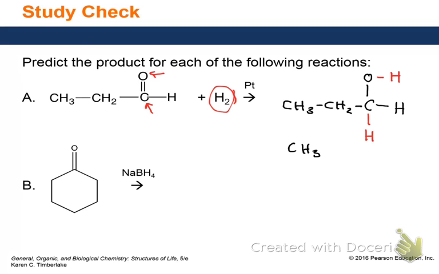CH3, CH2, CH2, and then OH is usually how we put the alcohol function. And you always remove that double bond from the O. So this double bond here, I get rid of it and I put a hydrogen at each end. So when I break this double bond and make it into a single bond, each end of this bond has to attach to something.